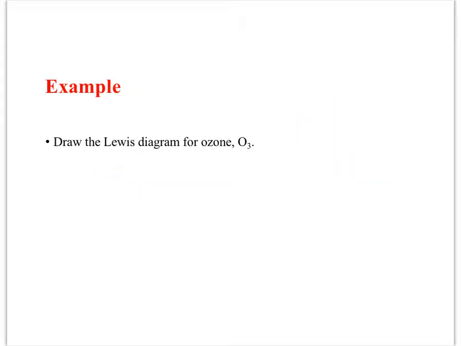So let's look at ozone. The ozone molecule is O3, so 6 valence electrons per oxygen times 3 is 18. I'll start by just connecting them in a row. I'll connect them with bonds, so that's 4, so I have 14 left.